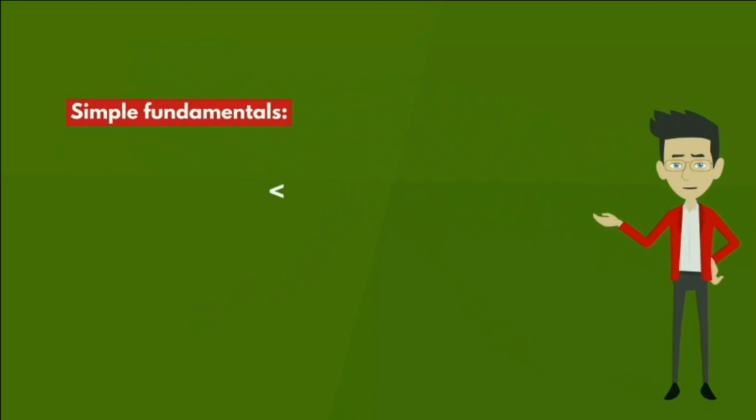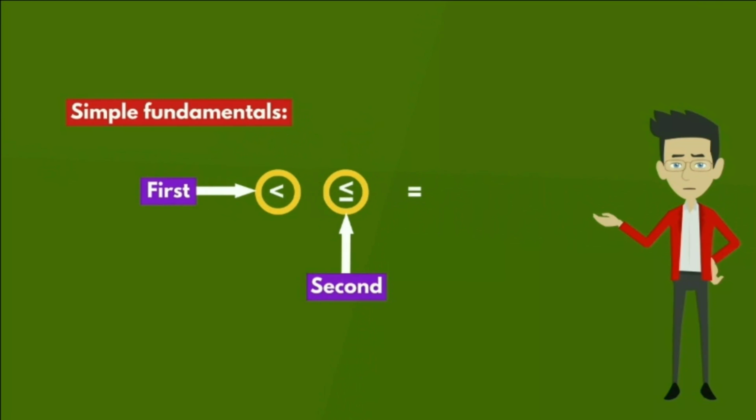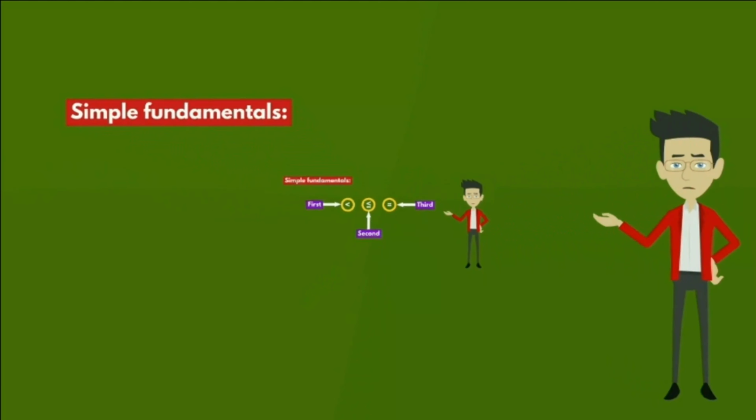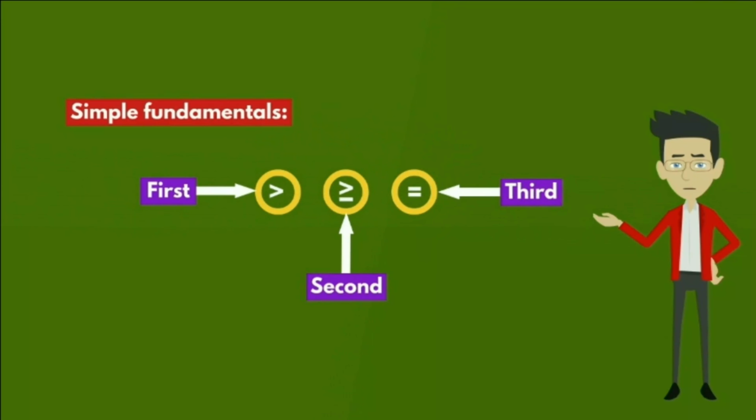If the combination is of less than, less than or equal to, and equal to symbols, then we will give first priority to the less than symbol, second priority to the less than or equal to symbol, and third priority to the equal to symbol. If the combination is of greater than, greater than or equal to, and equal to symbols, we will give first priority to the greater than symbol, second priority to the greater than or equal to symbol, and third priority to the equal to symbol.